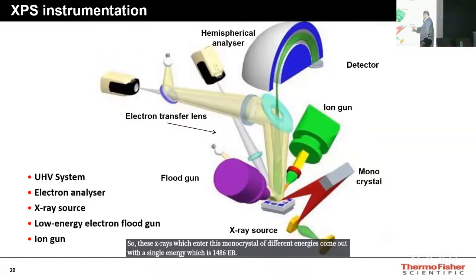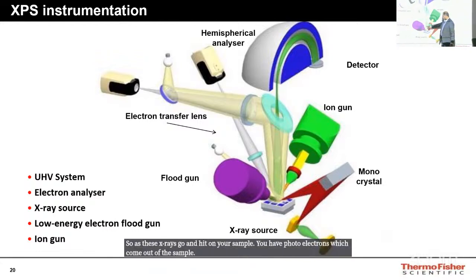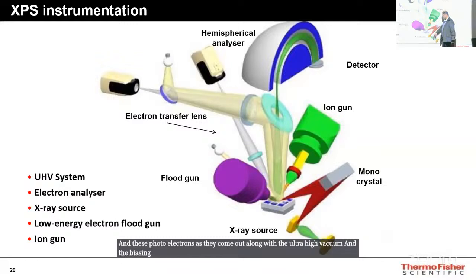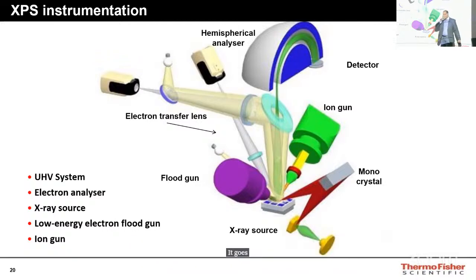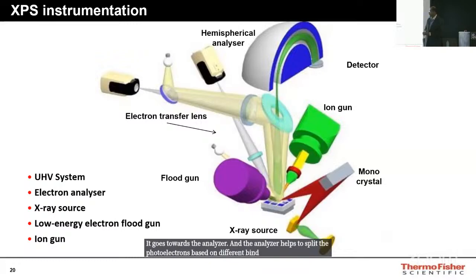As these X-rays hit your sample, photoelectrons come out of the sample. Along with the ultra high vacuum and the biasing of the electrostatic lenses, these photoelectrons are pulled towards the analyzer. The analyzer splits the photoelectrons based on different binding energies, so you collect electrons on the detector on different binding energy scales.